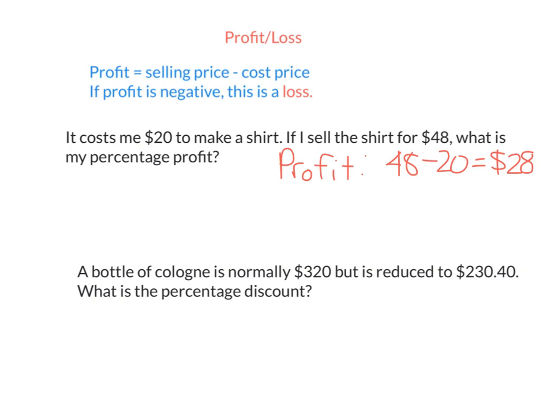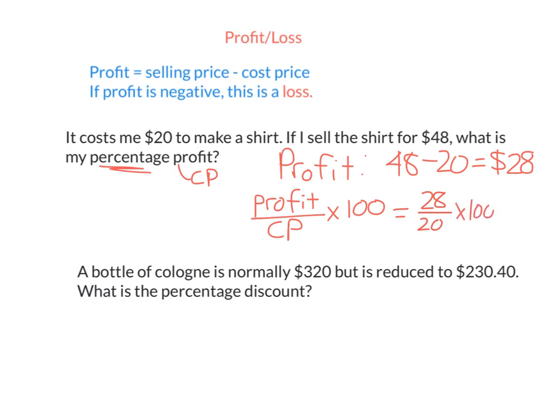So if I want to find my profit as a percentage, it's understood that I mean as a percentage of the cost price. So what I'm going to do is take my profit, the first quantity, divide it by the cost price, the second quantity, and then times by 100, just like on the previous slide. First quantity divided by second quantity times 100. So in this case, profit over cost price times 100 is 140%. So I made a profit of 140%.